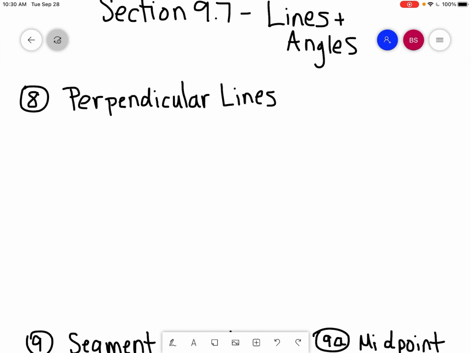Hello there. We're going to talk about section 9.7. This will be the last section from this chapter before our test. And I'm calling this lines and angles. We have 4 specific types of lines that I want to talk about. Show you how to name them and show you how to do a little bit of algebra with them.